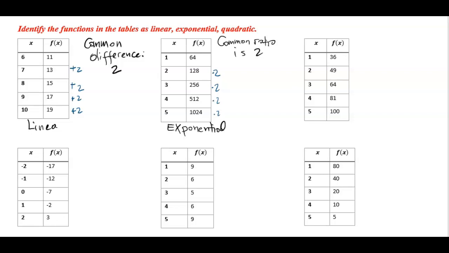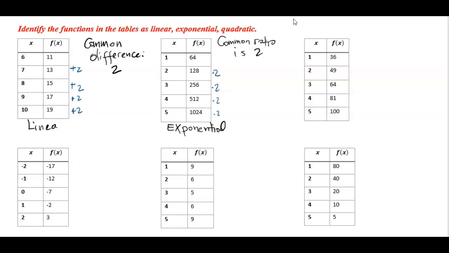Now, on the third one here, the first term is 36, the second term is 49, the third term is 64, the fourth term is 81, and the fifth term is 100. If we divide 49 by 36, we will get about 1.36. And if you keep multiplying by that same thing, it's not going to hold. So we do not have a common ratio here.